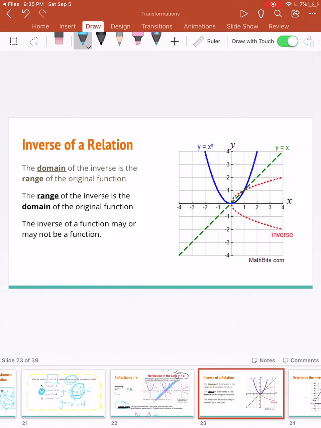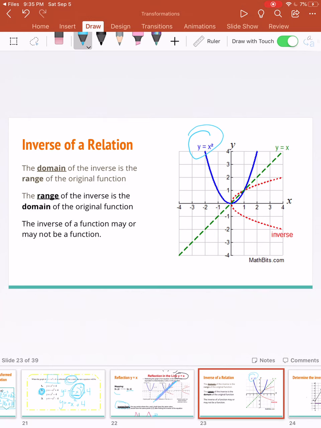Now here's the trick, and you will get questions that ask this. Your original graph could be a function, like the blue graph shown on the slide here. But after you flip that x and y, you could end up with an inverse graph that's not a function. You can see this red dashed graph, the inverse graph, is not a function.